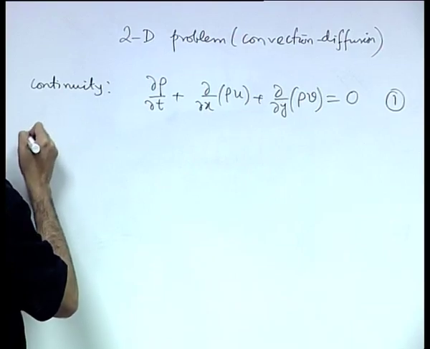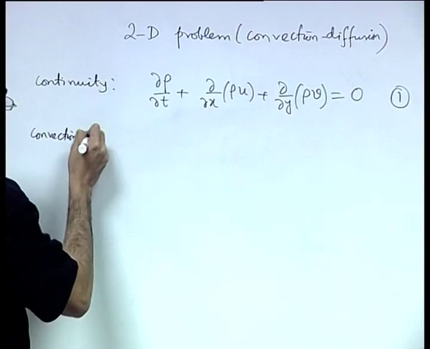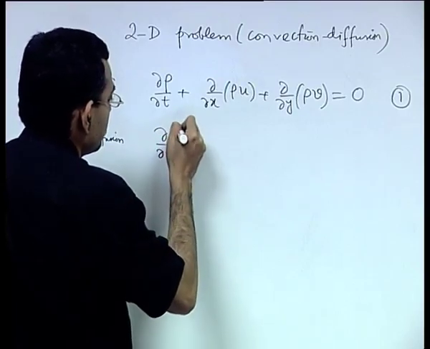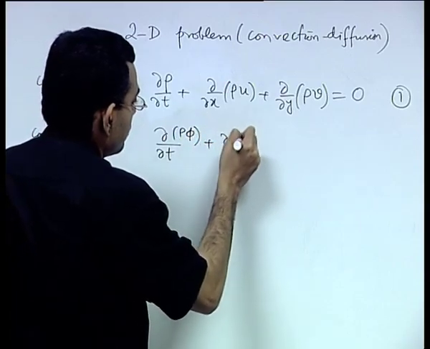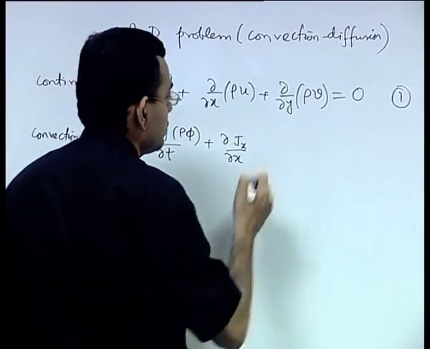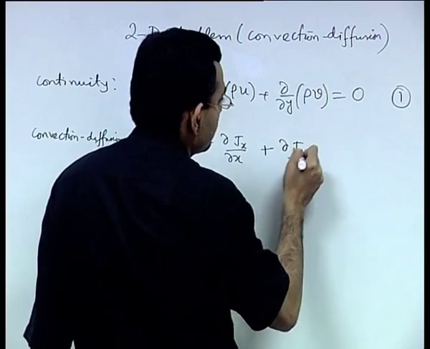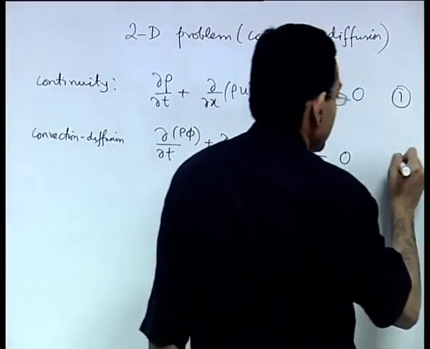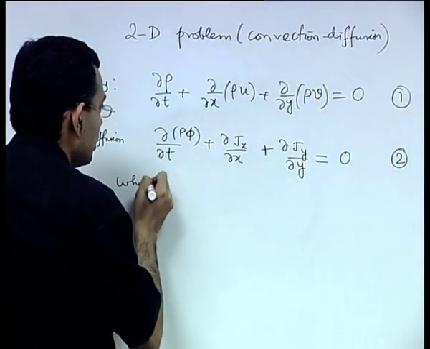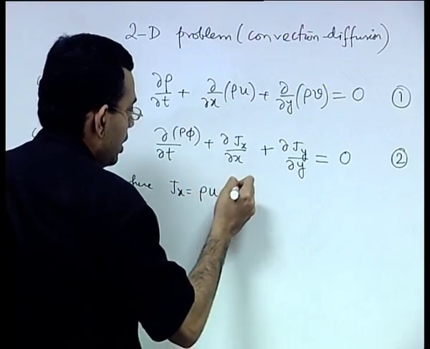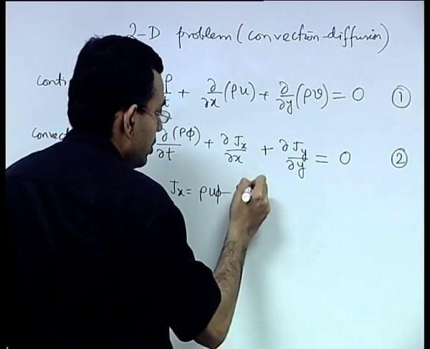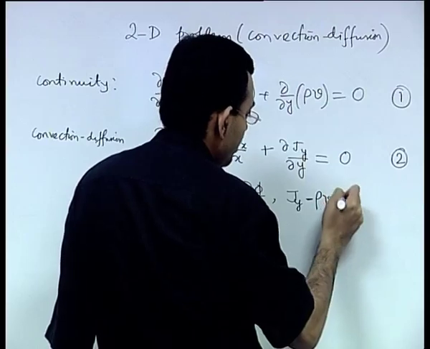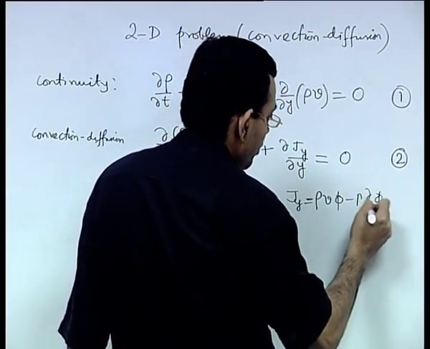and the convection diffusion equation, where Jx is rho u phi minus gamma del phi del x, Jy is rho v phi minus gamma del phi del y.